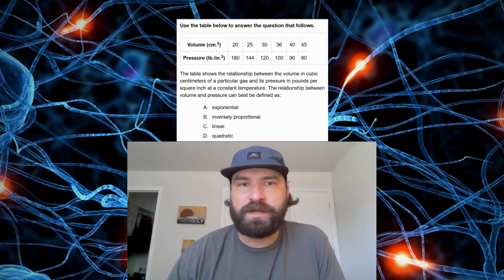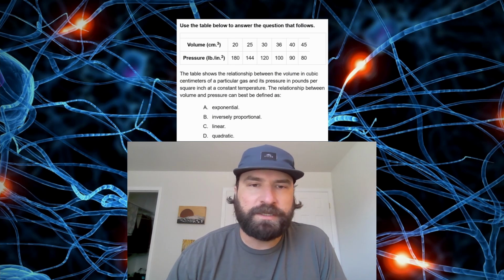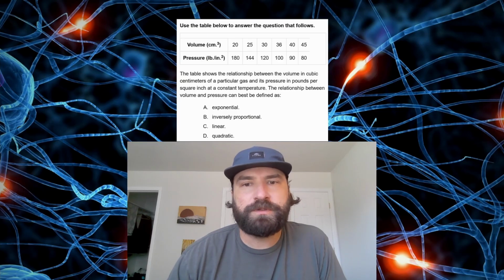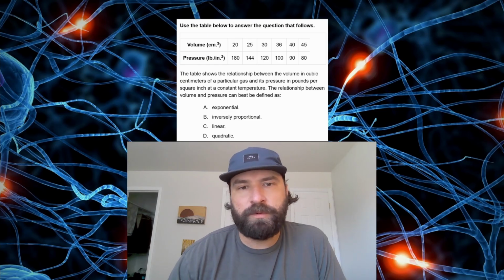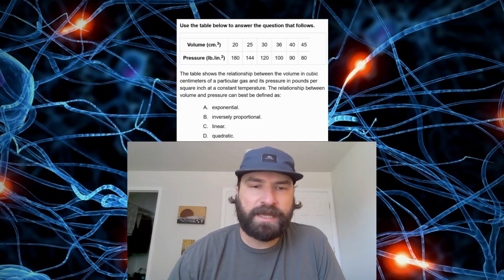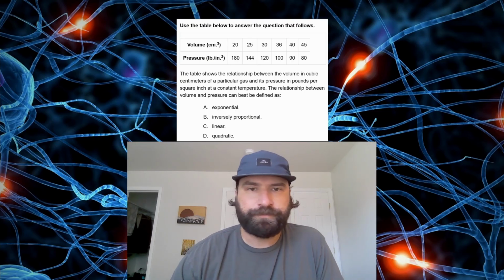All right, let's crush another MTEL question. This one says, use the table below to answer the question that follows. So we've got a list of volumes and a list of pressures, and it says the table shows the relationship between the volume in cubic centimeters of a particular gas and its pressure in pounds per square inch at a constant temperature. The relationship between volume and pressure can be best defined as exponential, inversely proportional, linear, or quadratic.